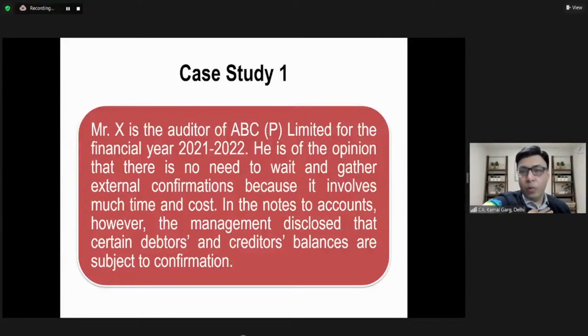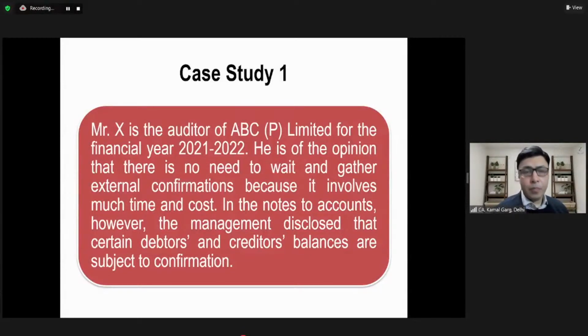I am writing to sundry debtor Mr. X: please confirm whether you have to pay rupees XYZ to my client or not. So whenever I am communicating with trade debtors or trade creditors, that becomes external confirmation. So the auditor says, why receive external confirmation? It will take much time and cost. Is he right? That is question number one.